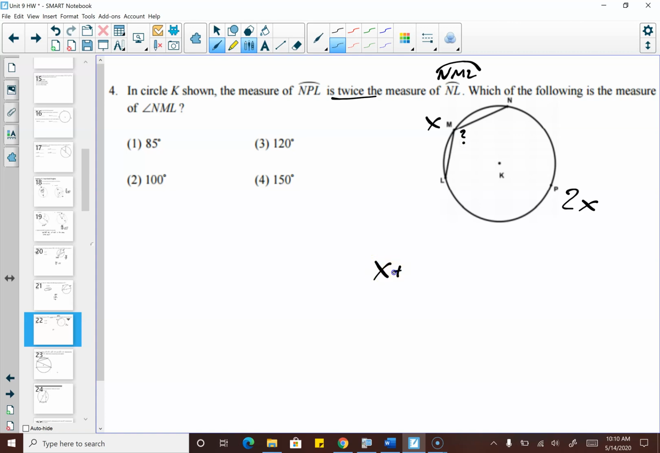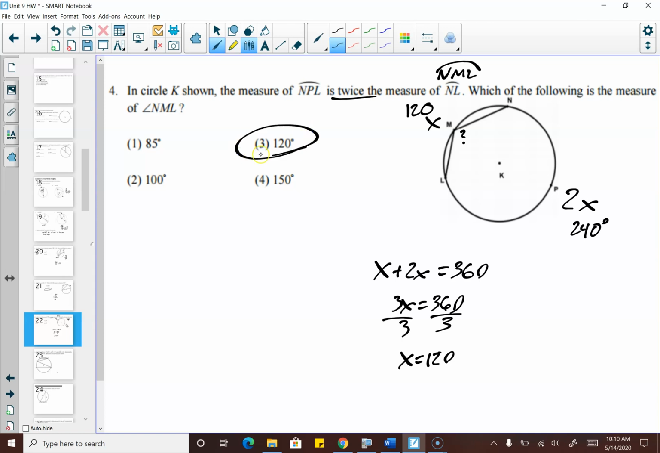Well, let's find some arcs first. So x plus 2x equals 360 because those are the only two arcs in a circle. So 3x equals 360, divided by 3, and we get 120. So obviously that leaves 120 degrees for x, and then that leaves 240 degrees for the 2x. So since angle M is inscribed to that 240, we'll cut that 240 in half and get 120 degrees.